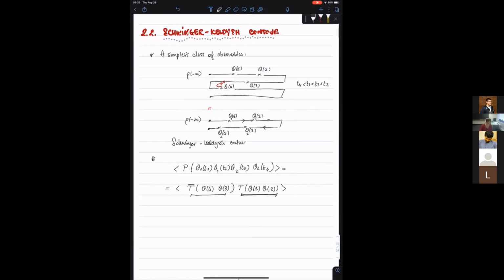And then you have to insert to the right of the time-ordered correlators the correlators which are in the lower part of the contour, and to those you have to assign the anti-time ordering. So this particular set of correlators are the Schwinger-Keldysh correlation functions, or time-ordered correlation functions, let's say, in a generalized sense.